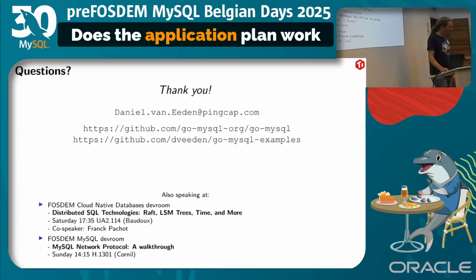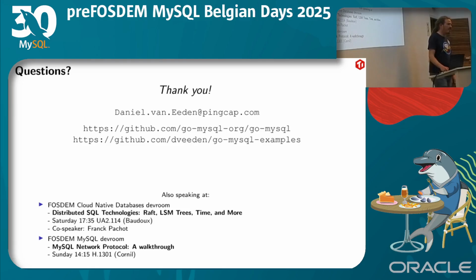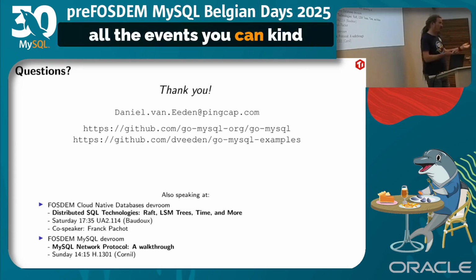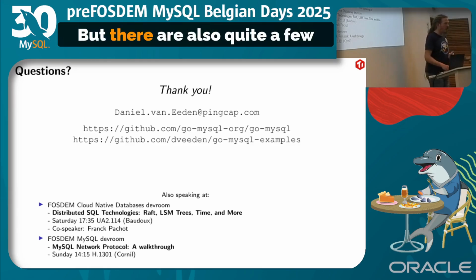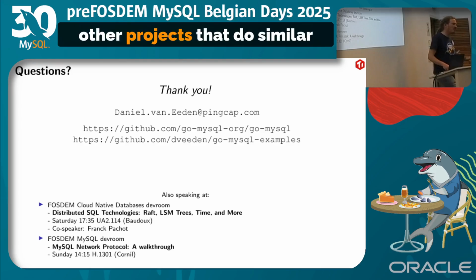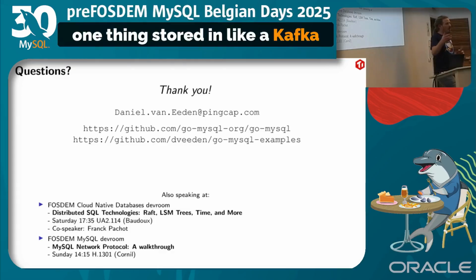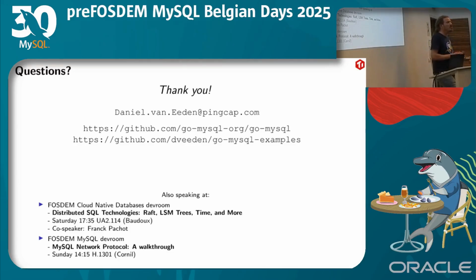Does the replication client part support acting as a sync client? No, I don't think we do. Have you tried to implement replication between MySQL and SQLite? I haven't tried, but if you get all the events, you can kind of easily do that. But there are also quite a few other projects that do similar things where you get events from one thing, store them in a Kafka stream, and then apply them in whatever data source. Debezium, yeah.